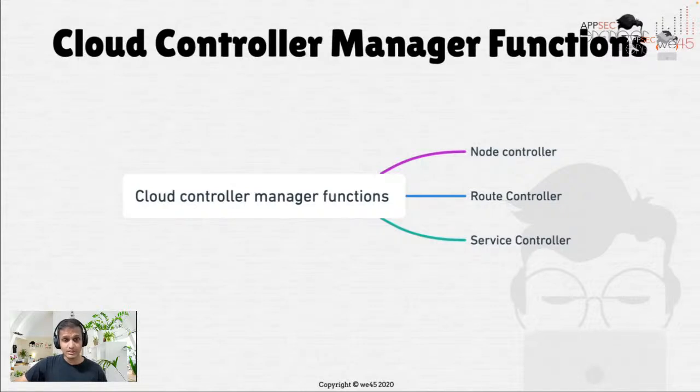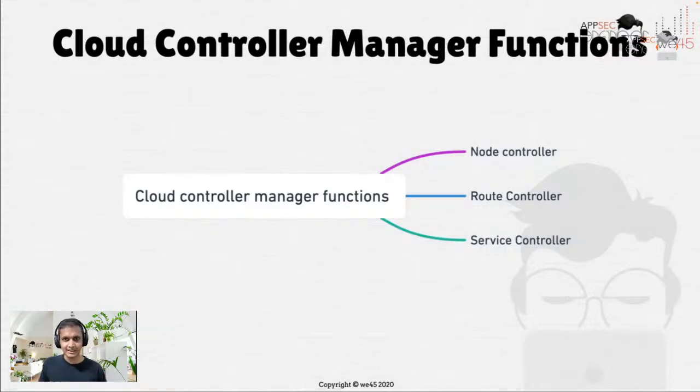And finally, the last one is going to be the service controller. And this is typically going to be used to interact with the cloud provider to provide, for example, load balancer, IP address allocation, network packet filtering, health checks, and so on. So all of these things are going to be handled by the service controller. So these are some of the key functions or components in a managed Kubernetes service.